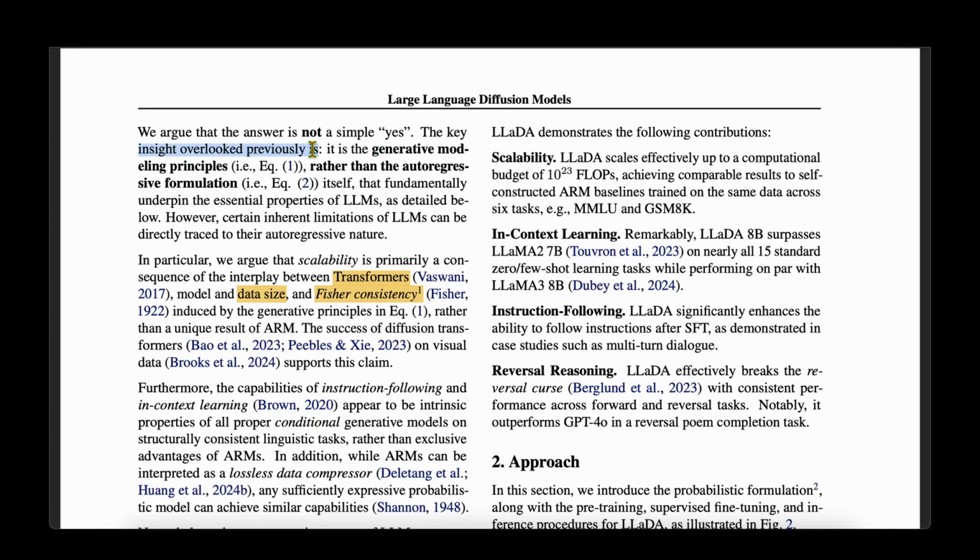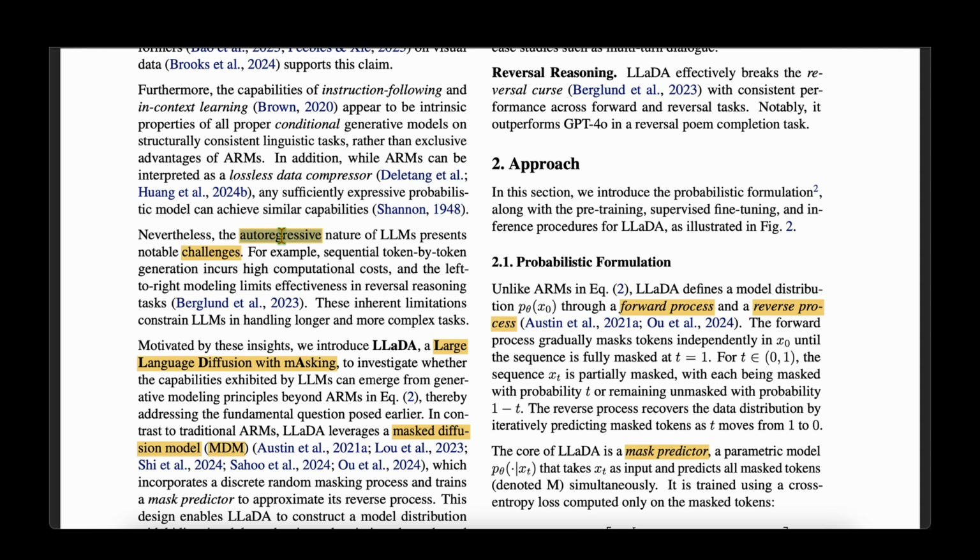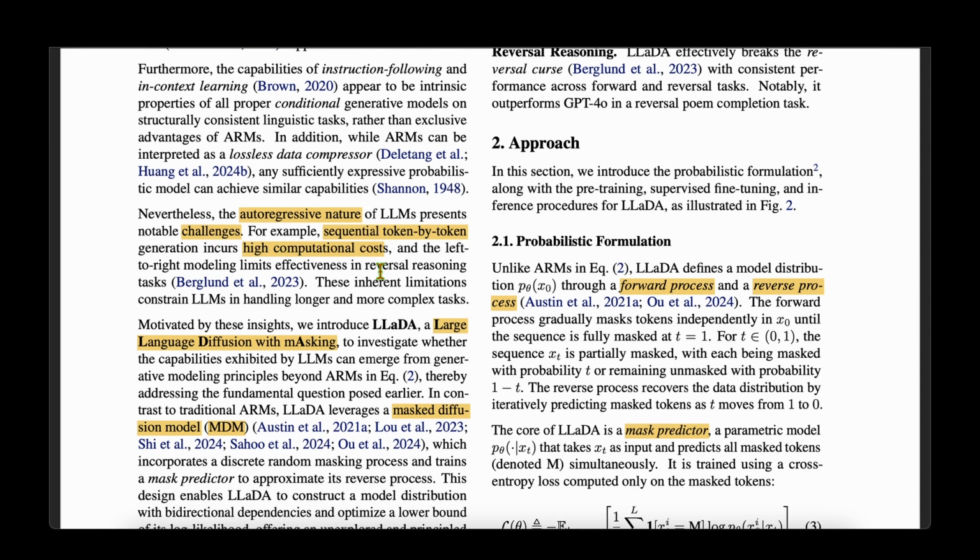The key insight overlooked previously is that the generative modeling principles, rather than the autoregressive formulation, is what underpins the essential properties of large language models. But one of the challenges of this autoregressive nature of LLMs is that they need sequential token by token generation, and this incurs high computational costs. Because we are dealing with data in a forward manner, it's not possible to do reverse reasoning. So these are the two main drawbacks, and particularly the high computational cost is what motivates us to think of a different way with these LLM models, which is that of diffusion.